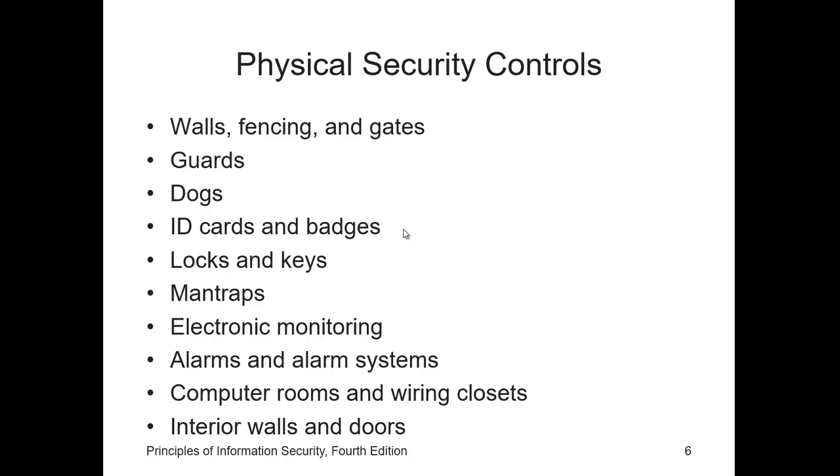We will have man traps, and we'll talk about them. We will have electronic monitoring. We will have alarms and alarm systems. We will have computer rooms and wiring closets. We'll talk about how we can secure the computer rooms and wiring closets, and then the interior walls and doors.